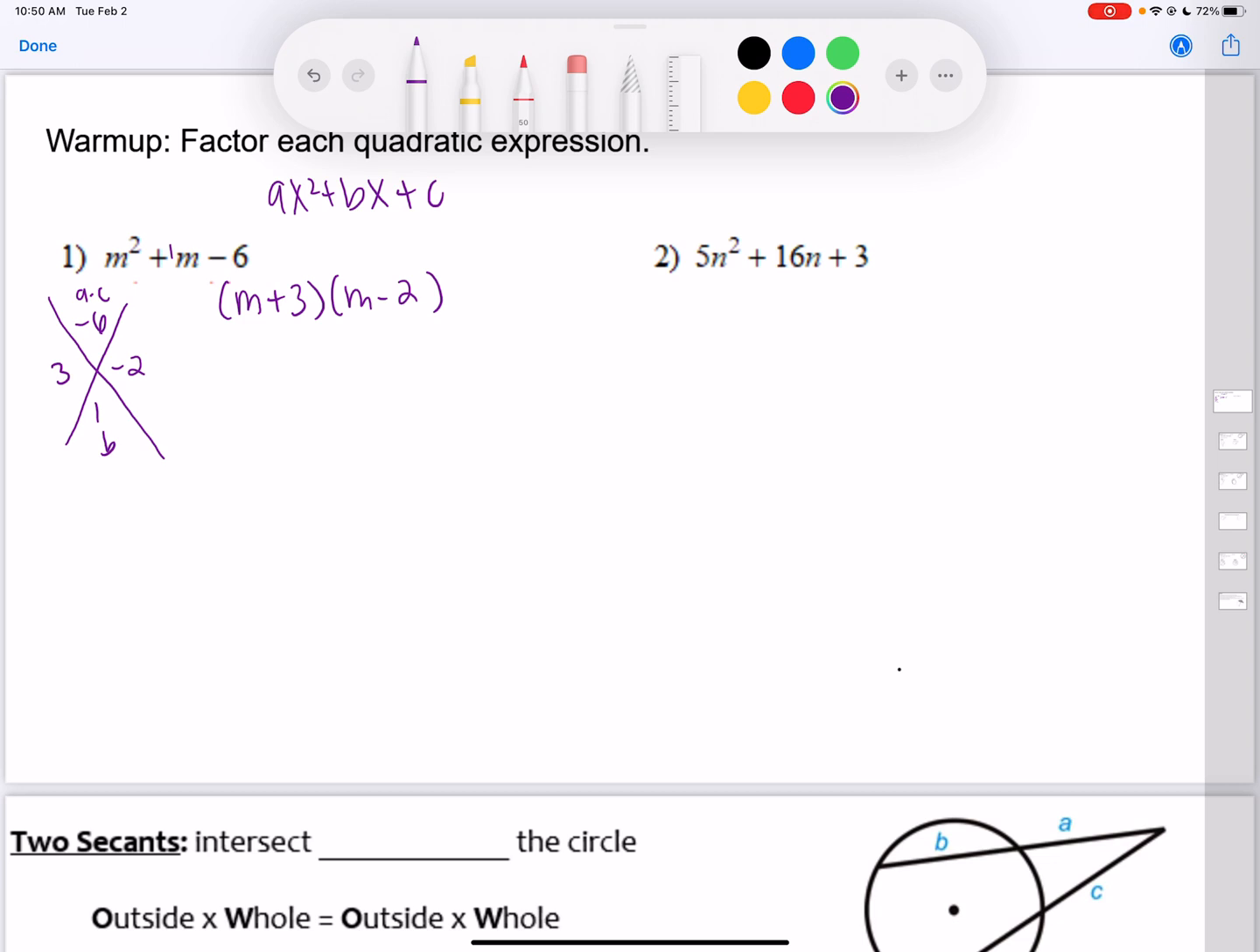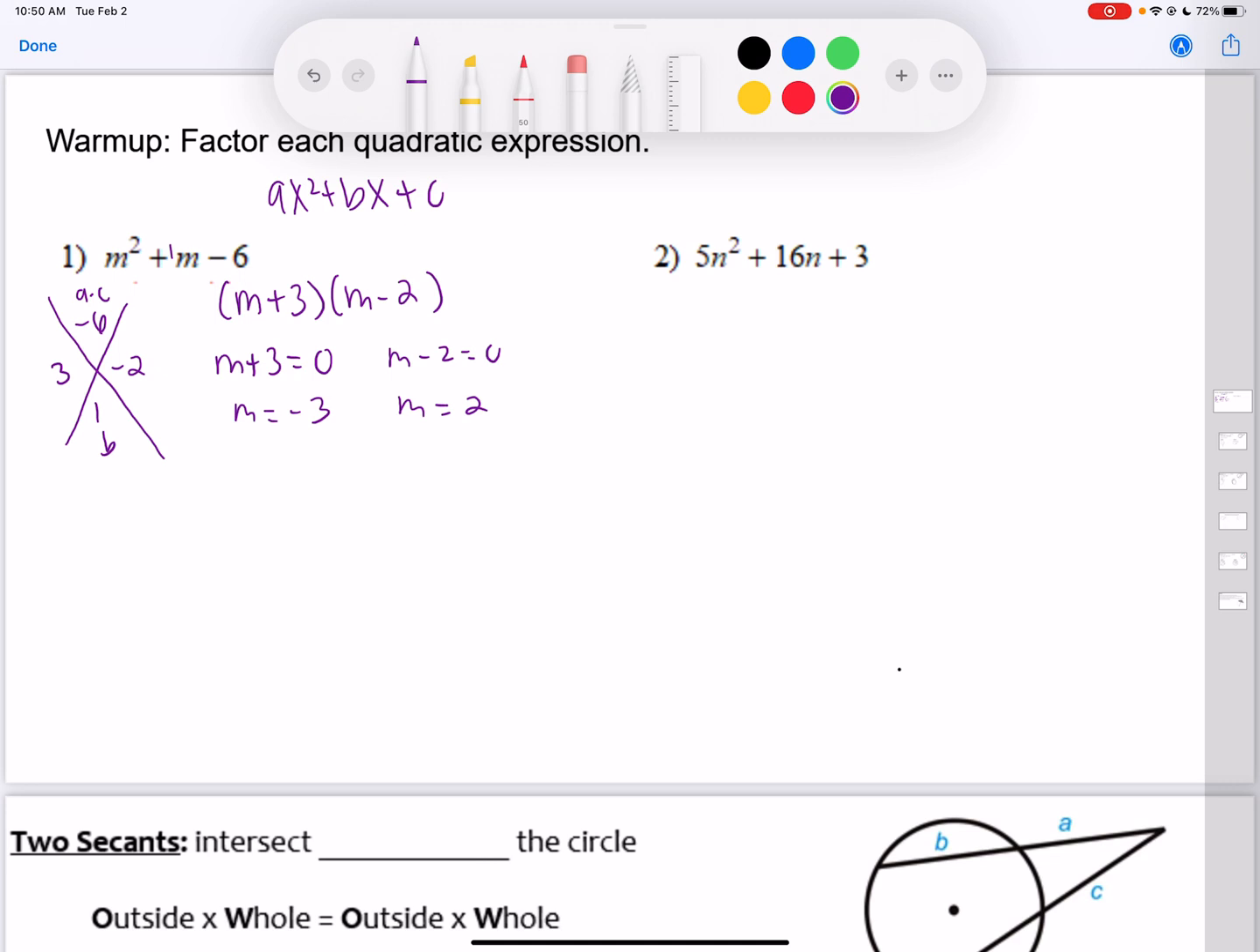Now, if it was actually asking me for a solution, I would set both of those factors equal to 0, and I would solve for m. So m equals -3, m equals 2. And we did do an algebra review back in first semester, so hopefully this is relatively easy for you, but make sure that you do review those factoring concepts.